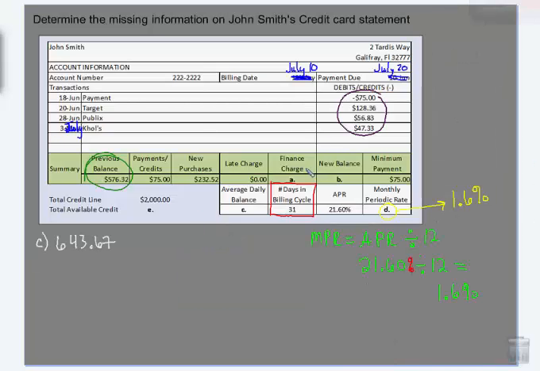Now that I have C, I can find A. A is the finance charge, so I take that $643.67 and I multiply it by 0.016, my monthly periodic rate. So my finance charge is going to be $10.30.